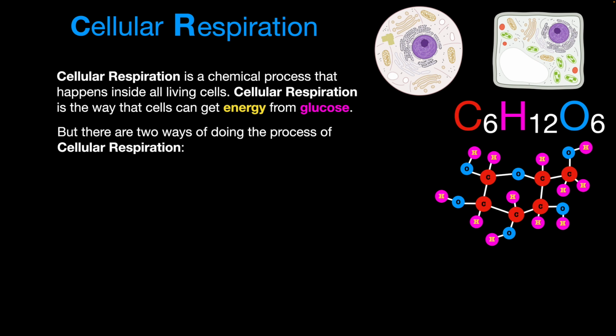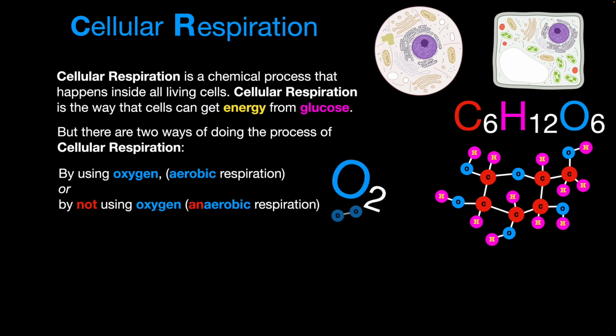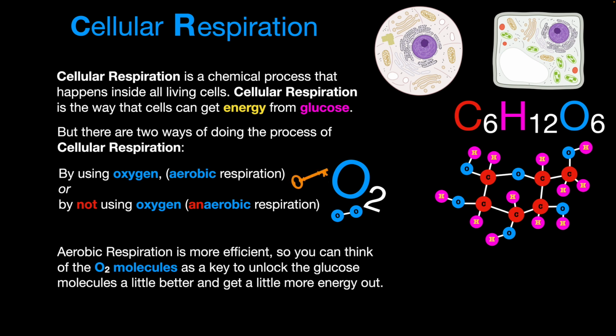But there are 2 ways of doing the process of cellular respiration. There's 2 ways to get the energy out of glucose. One is by using oxygen, and this is called aerobic respiration, or not using oxygen, which is called anaerobic respiration. And I'll break down what this means in a second. Aerobic respiration is more efficient, so you can think of the O2 molecules sort of as a key to unlock the glucose molecules a little better and get a little more energy out than if they would not use O2 for this process.